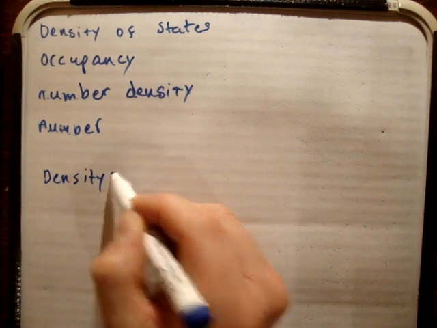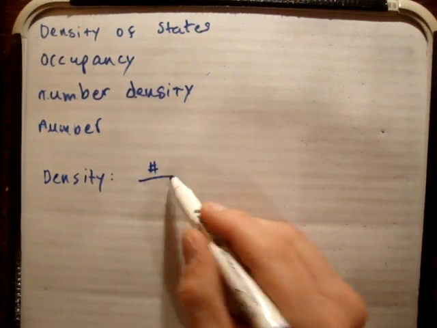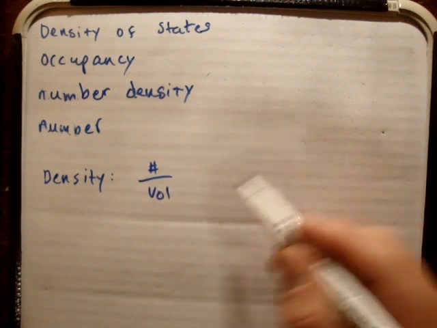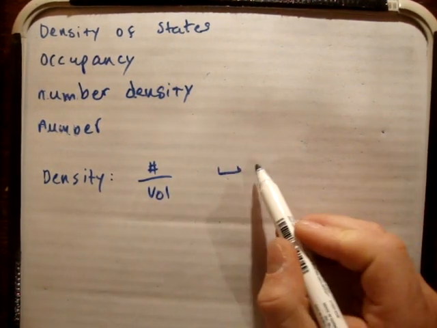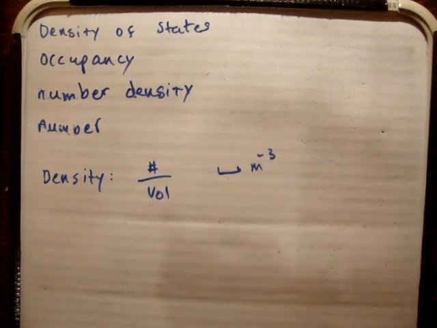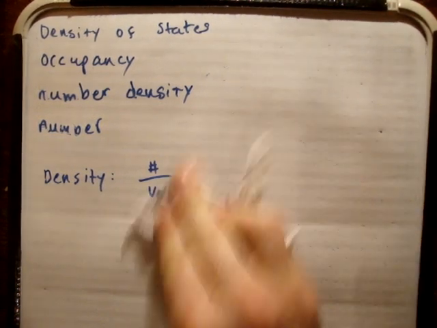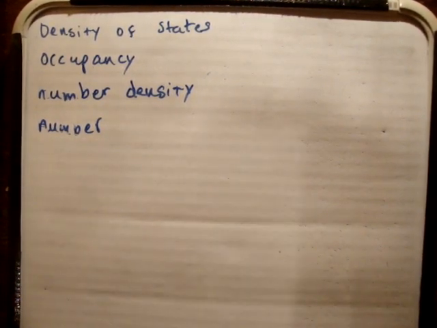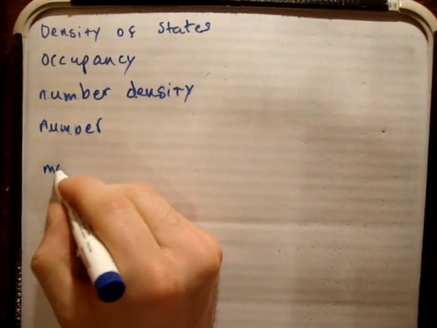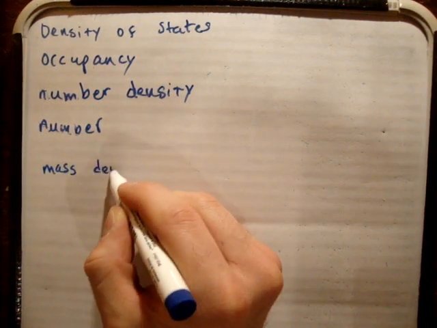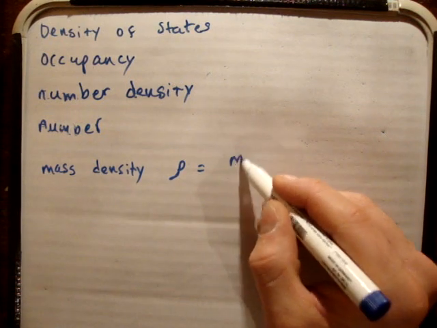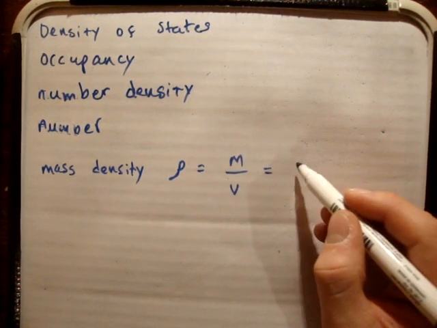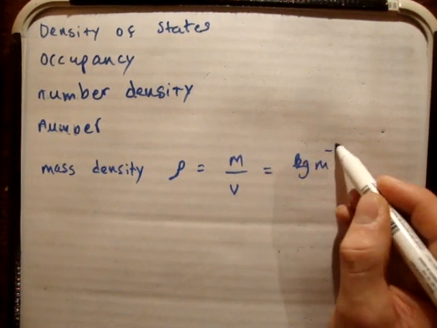Well, density is the amount of something per unit volume. So usually it has units of whatever your something is, per meters to the minus 3, if you're talking in SI. So the next question I'd like to ask you is, what does mass density mean? Well, mass density, and we usually give it the symbol rho, is equal to the amount of mass per unit volume, and it's got units of kilograms per meters to the minus 3.